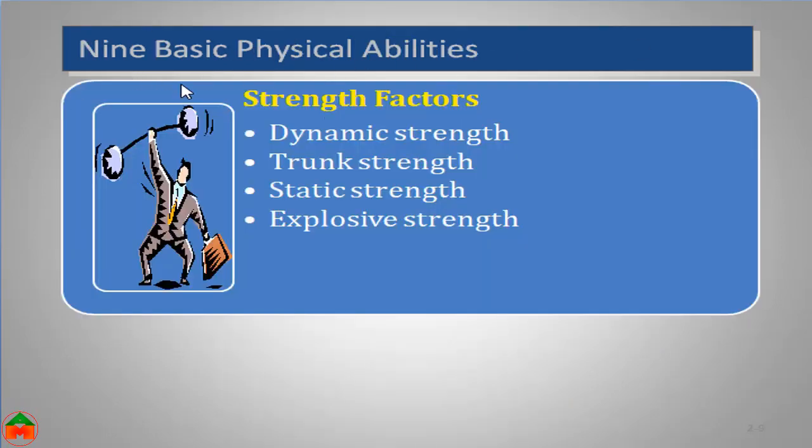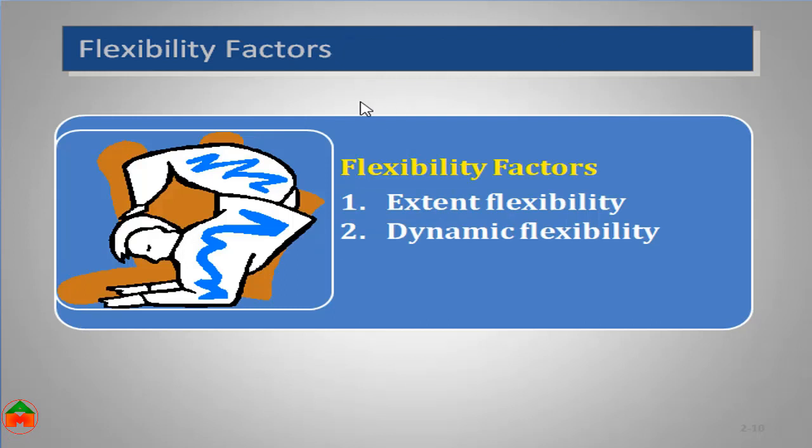Now we are going to discuss the types of physical abilities. We can see there are 9 basic physical abilities which are categorized into 3 aspects. The first one is strength factors, which includes dynamic strength, trunk strength, static strength, and explosive strength. In the case of flexibility factors of physical abilities, there are 2 types: extent flexibility and dynamic flexibility.